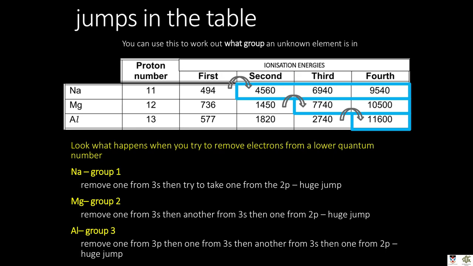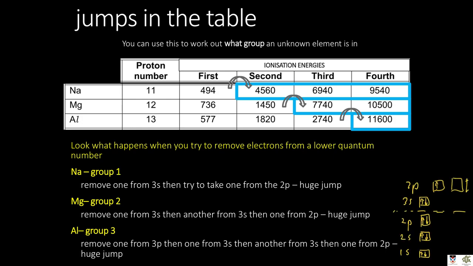So after all of that, how do you use these tables? You look for the big jump in the ionization energy, and where there's a big jump, it shows you that you're now removing an electron from an energy shell closer to the nucleus. So you can work out how many electrons are in the outermost shell of an unknown element.